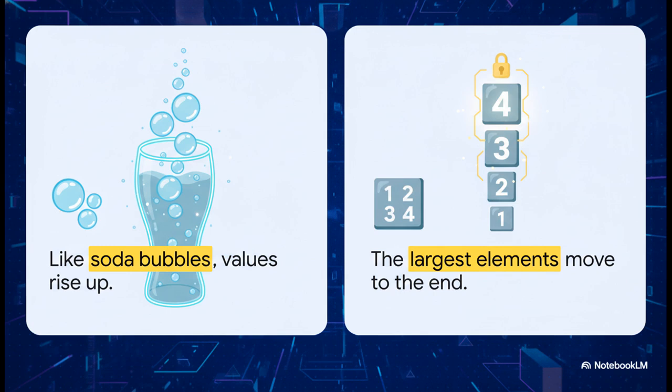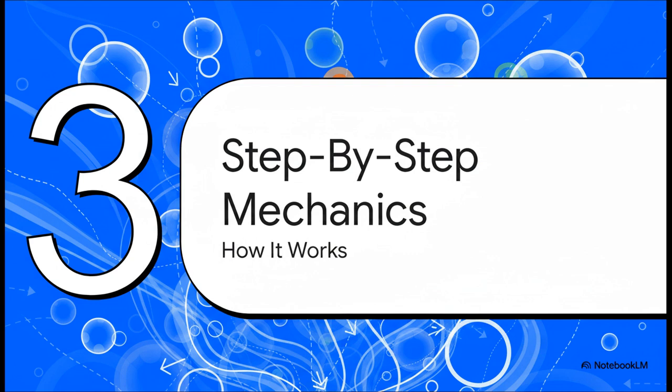As our code runs, the absolute largest elements in our array act exactly like those soda bubbles. Through those repeated local swaps we just talked about, the largest values slowly, but very systematically, bubble up to their correct positions at the very end of the list. And once a bubble hits the surface, meaning the largest number reaches the end, it just stays there, totally locked in place.